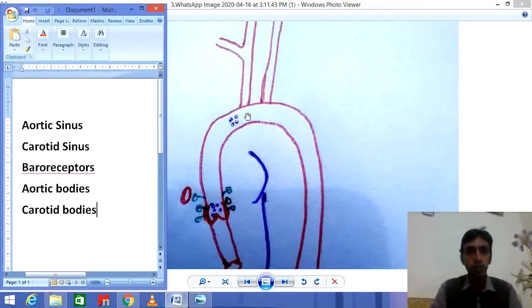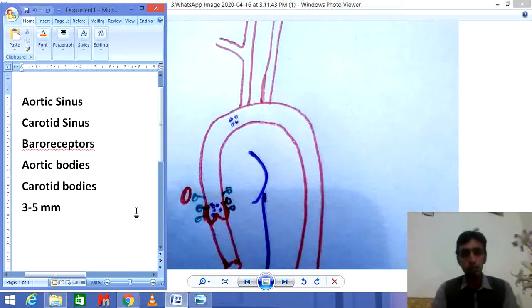But you will learn about the carotid bodies and aortic bodies later. Simply, you will remember a few words about the aortic or carotid bodies: these bodies are visible. These are having 3 to 5 millimeter size, and these are also having 12 milligram weight. You can see it by your eyes. So these are visible. These are small bodies. That is why these are called bodies: aortic bodies and carotid bodies.